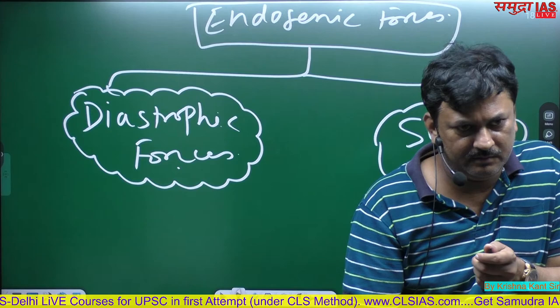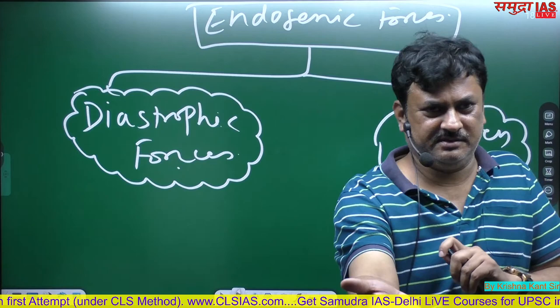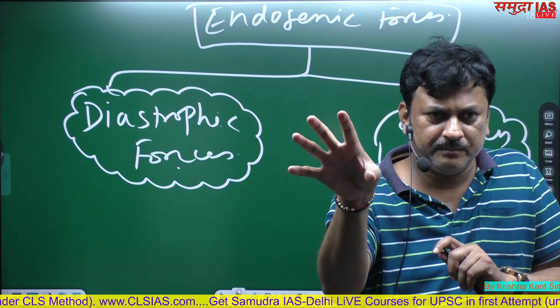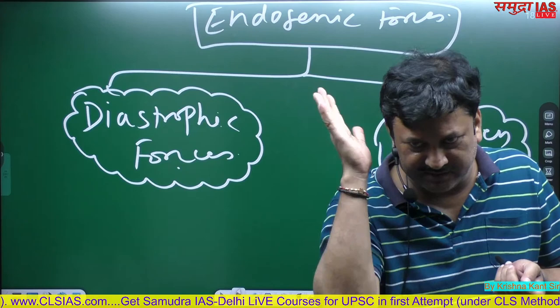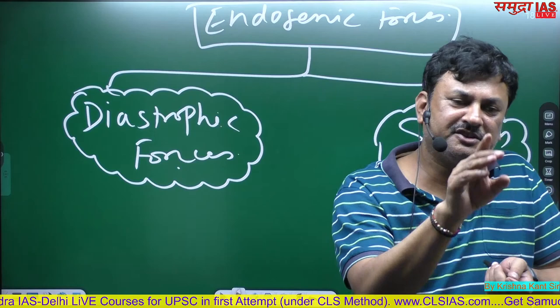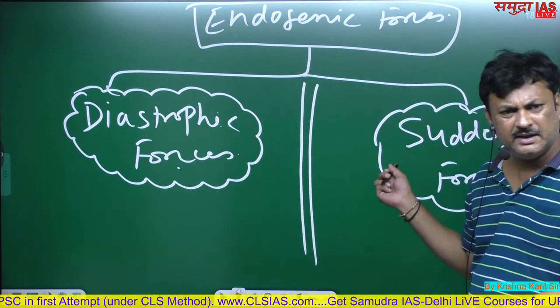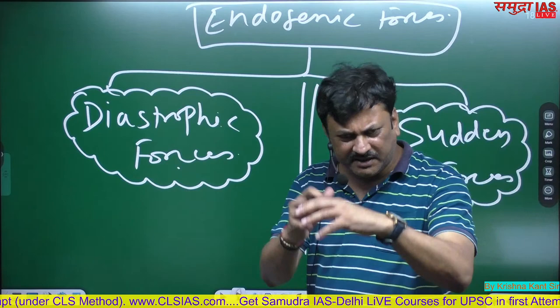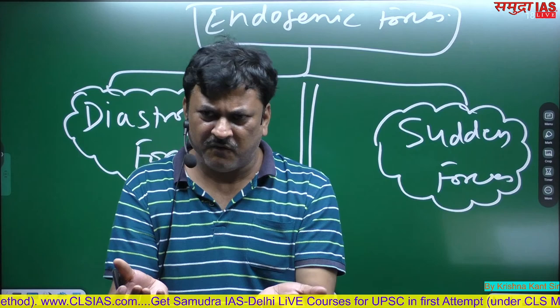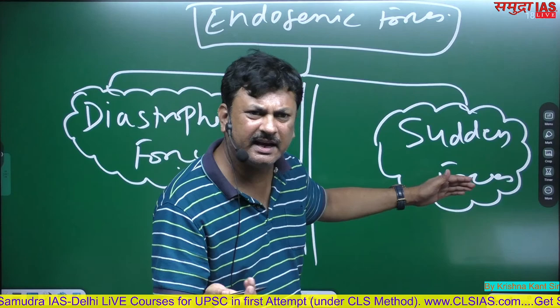Okay, because in the definition of the topic, what is processes? Processes is force. Geo means earth, morphic means the specified shape or form, and processes here means forces. That is, the force which is changing the shape of the crustal part of the earth. Now, diastrophic forces are very slow forces, and second is sudden force, the forces which suddenly come out from material of the earth and bring changes on the surface of the earth. For example, volcanism, earthquake, these are the sudden forces.